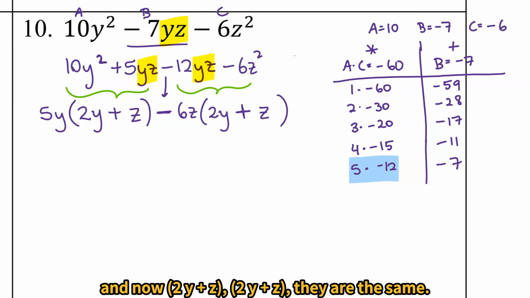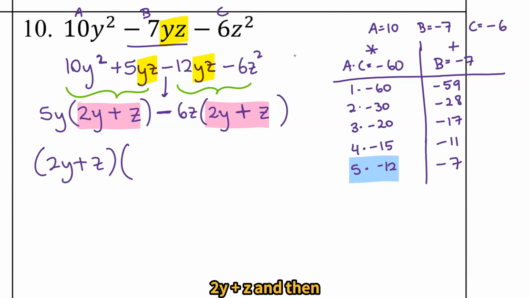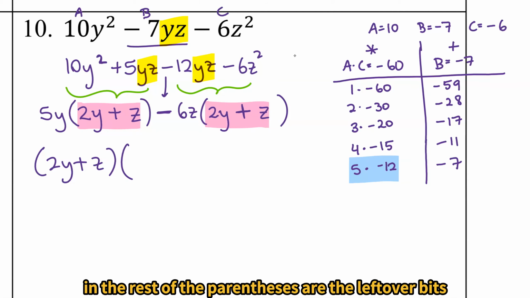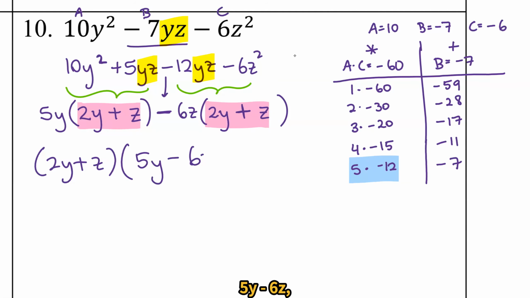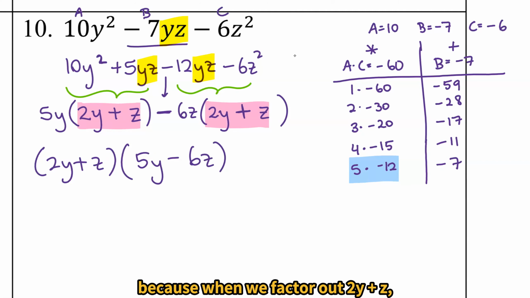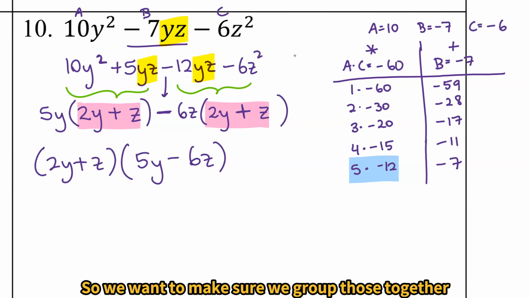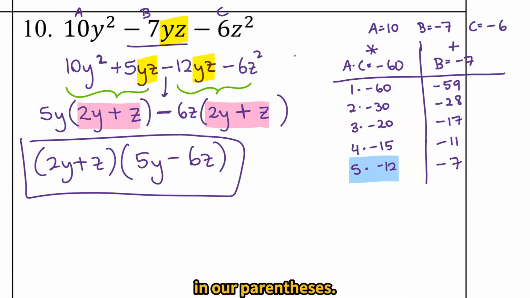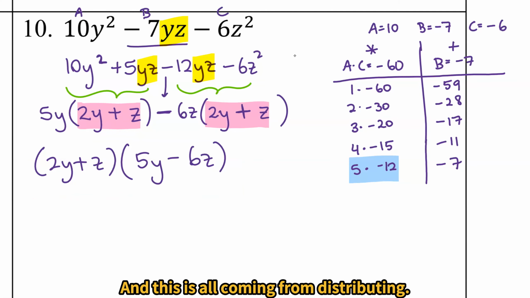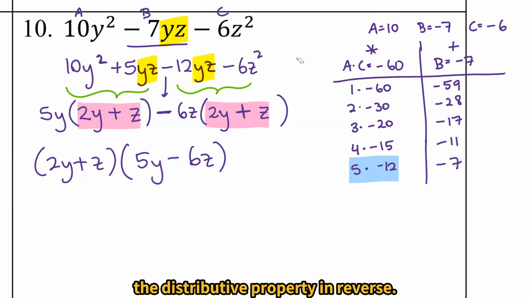And now 2y plus z, 2y plus z, they are the same. 2y plus z. And then in the rest of the parentheses are the leftover bits, 5y minus 6z, because when we factor out 2y plus z, we're pulling it out of being multiplied by 5y and 6z, so we want to make sure we group those together in our parentheses. And this is all coming from distributing. Remember, we're doing the distributive property in reverse.